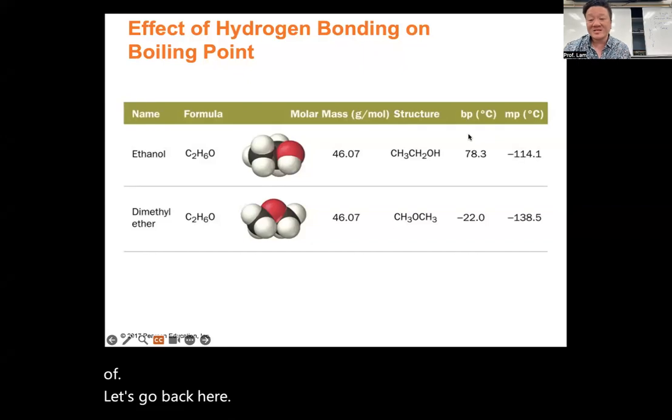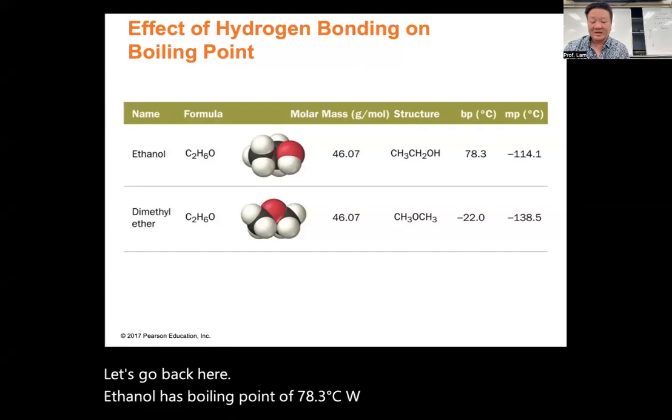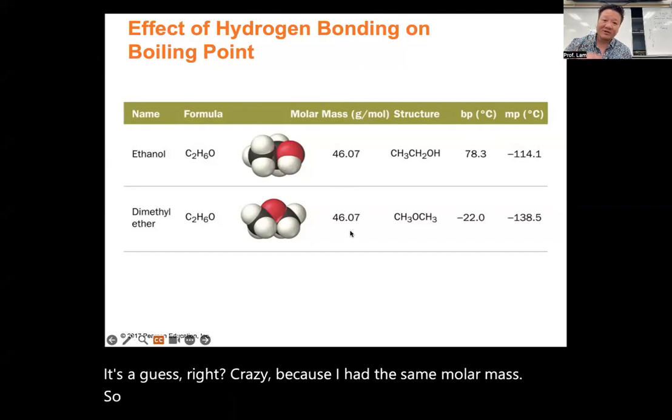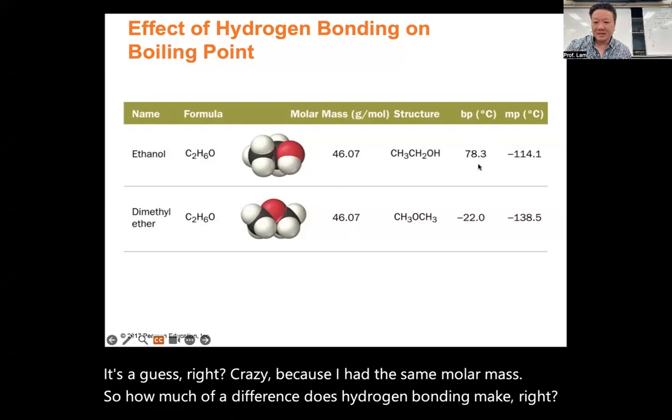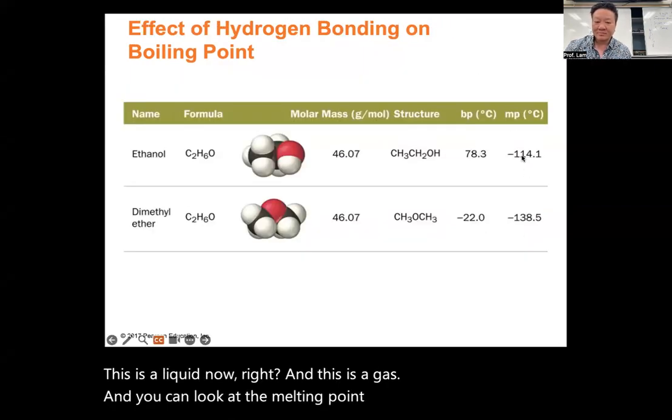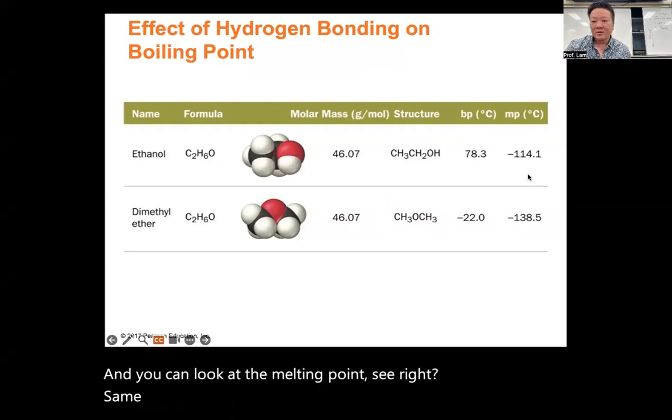Okay, so that's why this one has a boiling point of, let's go back here. Ethanol has a boiling point of 78.3 degrees Celsius, whereas dimethyl ether is not even a liquid at room temperature. It's a gas, right? Crazy, because they have the same molar mass. So how much of a difference does hydrogen bonding make, right? This is a liquid now, and this is a gas. And you can look at the melting point too, right? Same trend, way higher melting point for ethanol versus dimethyl ether.